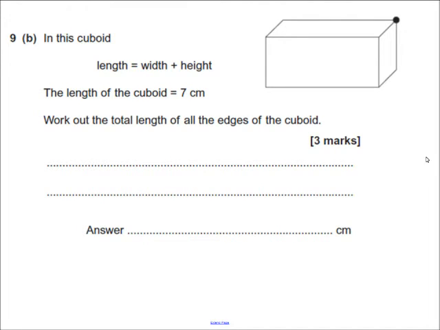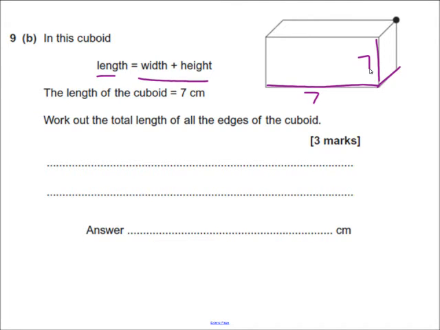Question 9b. Again, this is to do with our original cuboid, but this time they're telling us the length is equal to the width plus the height. So the length of our cuboid is 7 centimeters, and the width plus the height is also going to be 7 centimeters. So if we choose one of these sides and one of these sides, so we have an L shape, those two together are going to give us 7 centimeters.